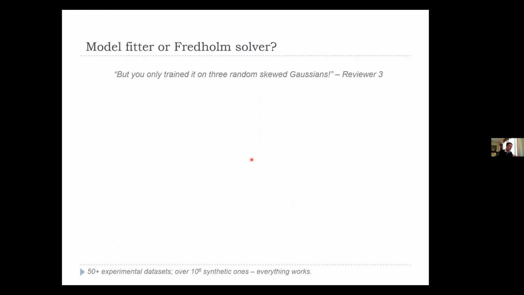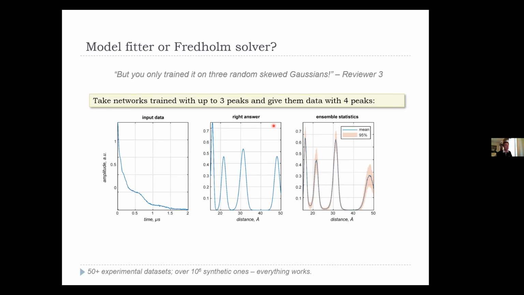Okay, so we sent it for publication and predictably got some really concerned reviewers. Reviewer 3, the famous one, said, well, Pooh, you've only trained it on 3 random Gaussians. That's just, you know, database lookup. Why don't you take a network that's been trained on 3 Gaussians and give it 4? And he said, or she said, if you see the 4 peaks, then I'm blessing it for publication. And lo and behold, we gave it 4 peaks and it output 4 peaks. So something here is not a database lookup, not an interpolant.